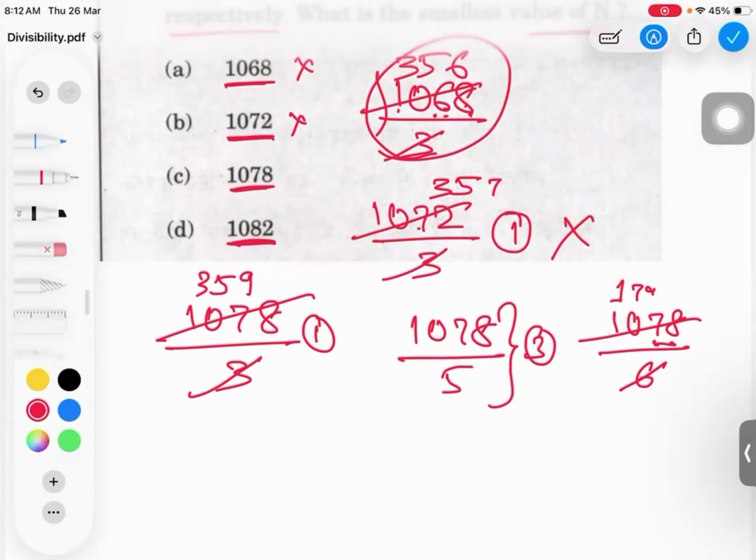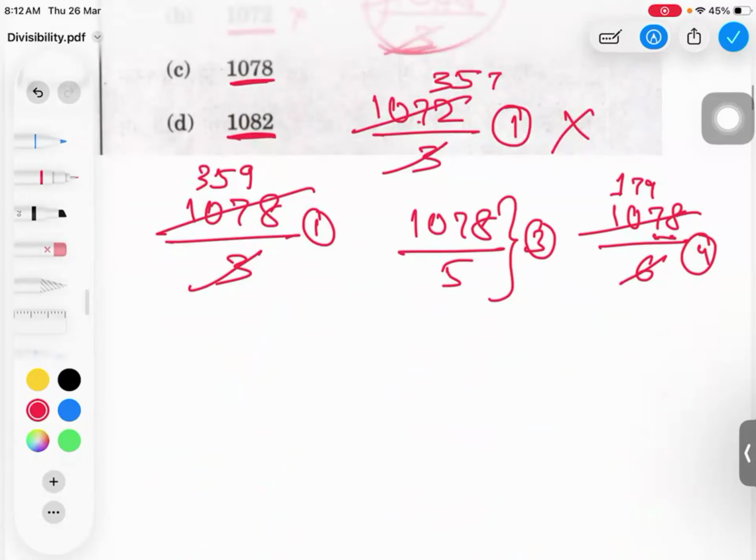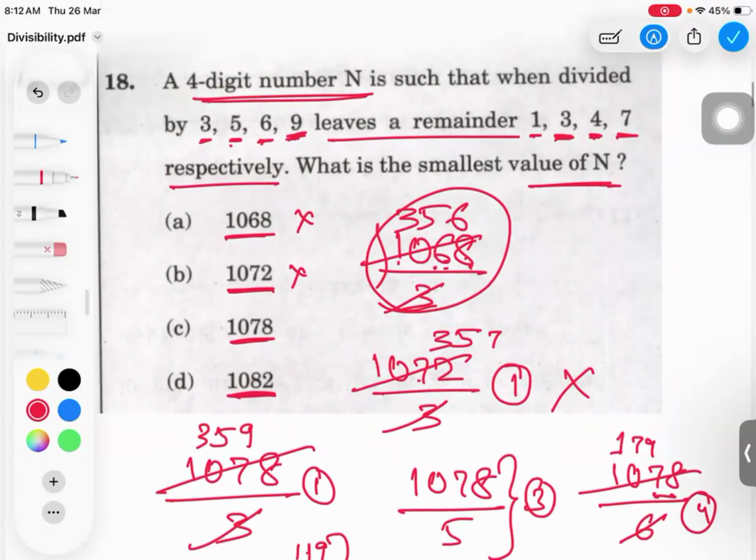6 9s are 54, so 4 remainder. 4 remainder बोला था, लास्ट केस डिवाइडेड बाय 9, 7 रिमाइंडर, वो भी करके देख लो, 1078 डिवाइडेड बाय 9, 9 ones are 9, remainder 1 1 7, 9 ones are 9, so 17 minus 9 it will be 8, and 88, 9 nines are 81, so remainder 88 minus 81 is 7. I think we got our answer.